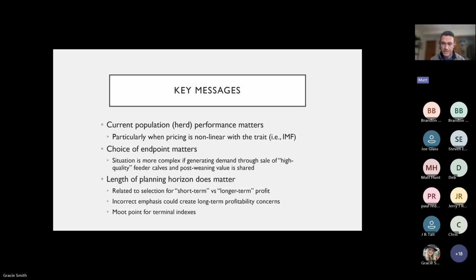Choice of endpoint matters, whether people retain ownership all the way through or relinquish ownership at some point earlier along the way. And if replacements are retained, length of planning horizon can very much matter as well, although that's a bit moot for terminal indexes when no replacements are being retained. Next slide.